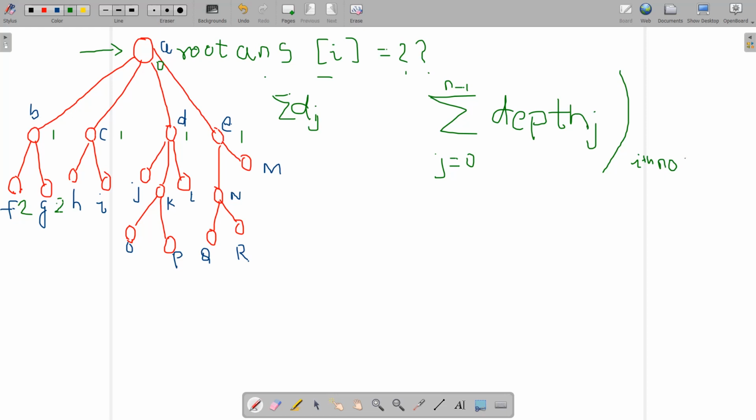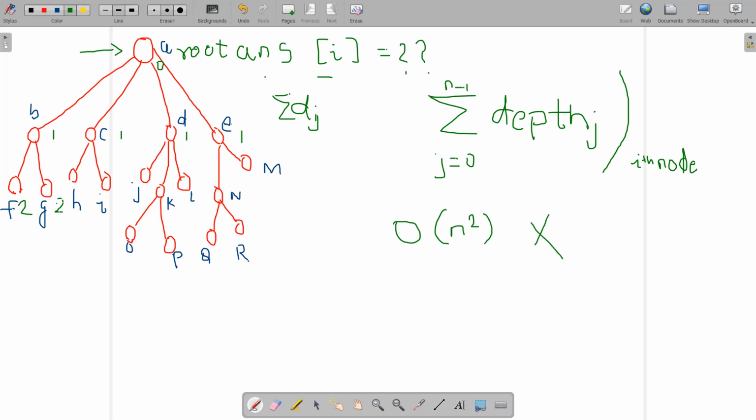Now the thing is, you can easily find it out in O of n square time. How are you going to do that? Fix all the nodes one by one. Let's say I'm going to fix answer of 0, I'm going to do a depth first search traversal or breadth first search traversal, and we are going to find out the depths of each node with respect to the current fixed root node. It will take O of n time for a particular node, and there are total n nodes, so it will take O of n square time. But this is not what we want. We want an O of n time solution.